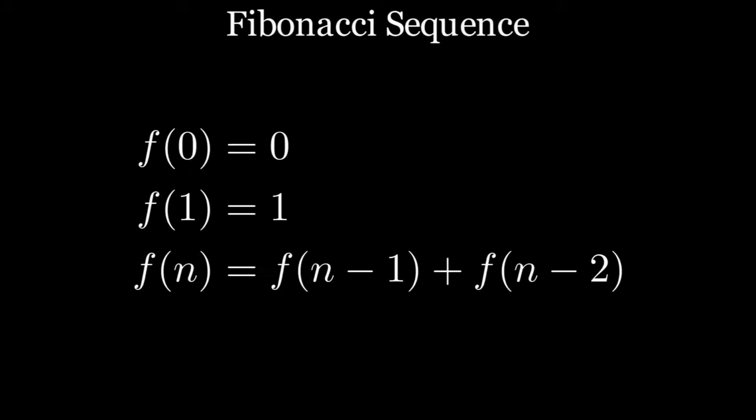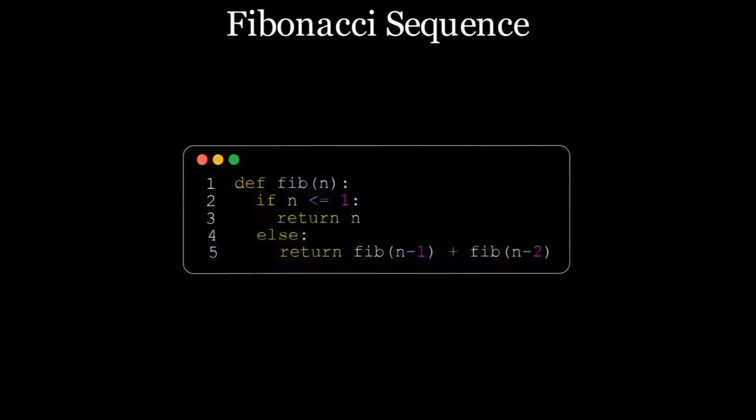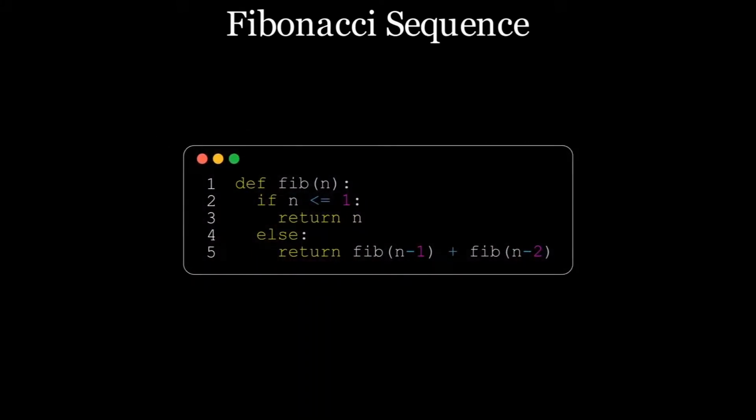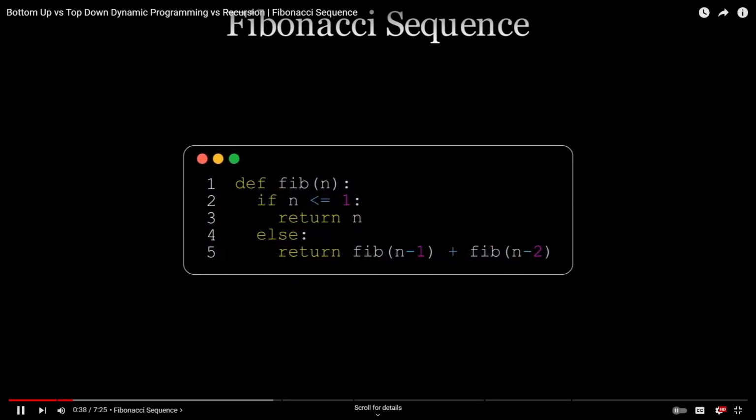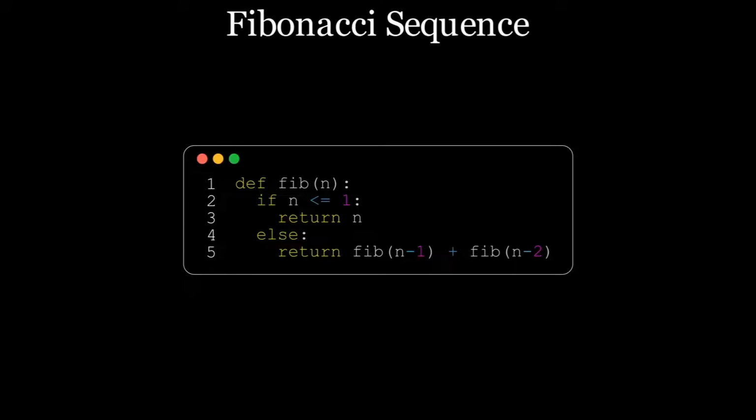It's commonly used as an introductory problem for showing recursion and dynamic programming. In code, we'll have a base case for n less than or equal to 1, where we return n, either 0 or 1. But the magic really happens in the other branch, where the return value is going to be the sum of the two previous values in the sequence, and we retrieve these through recursion, that is, through the function calling itself.